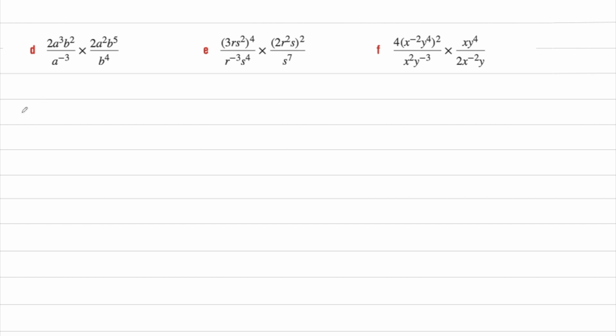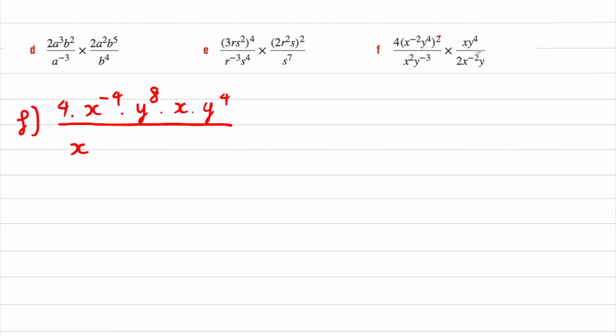A little longer. Yes, 4 here. X to the power of minus 4 because you got a square outside. Y to the power of 8. X, y to the power of 4. X squared and x to the power of minus 2.